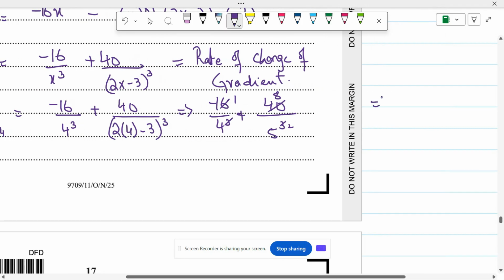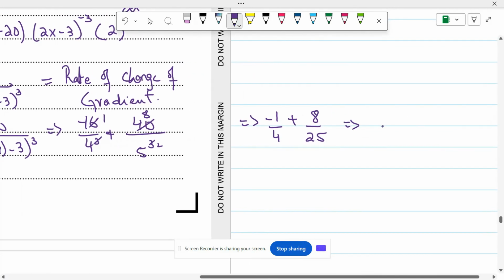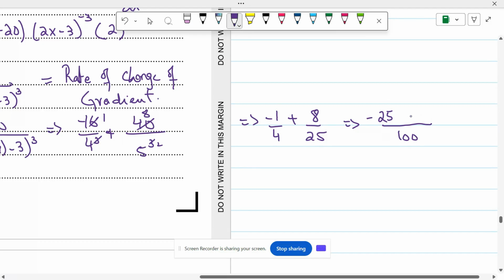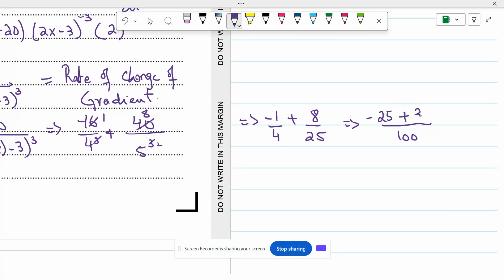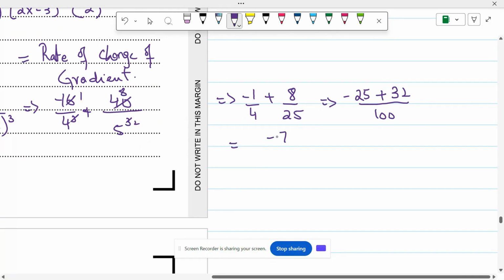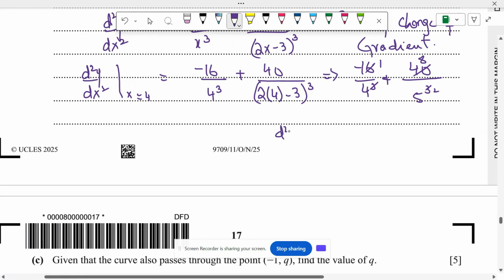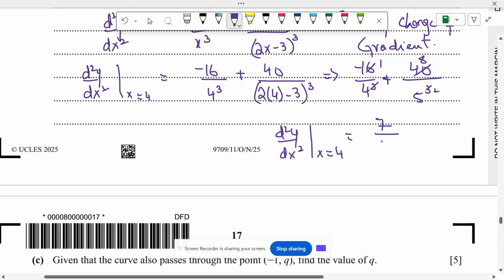So we can see that negative 1 over 4 plus 8 over 25, and taking the LCM we will have 100, and this one will be negative 25 and this one will be positive 32. Positive 7 over 100. So we can say that the rate of change of gradient with respect to x when x equals 4 is equal to 7 over 100.